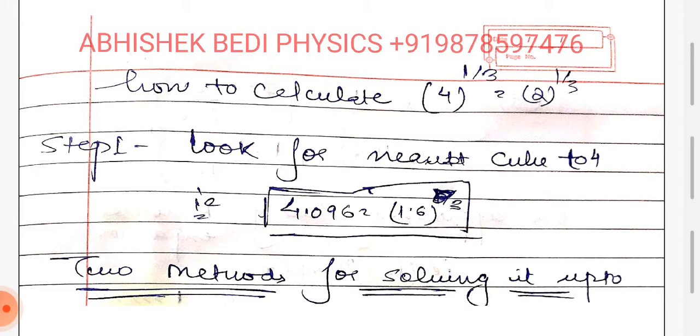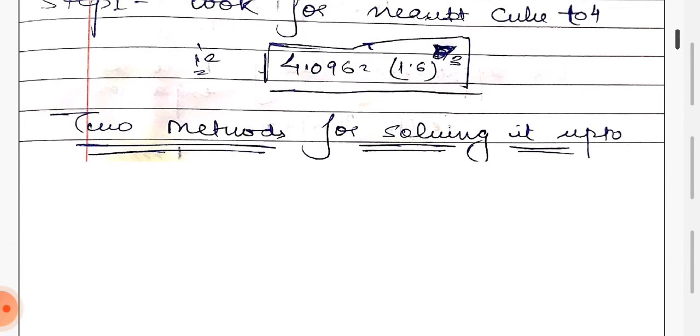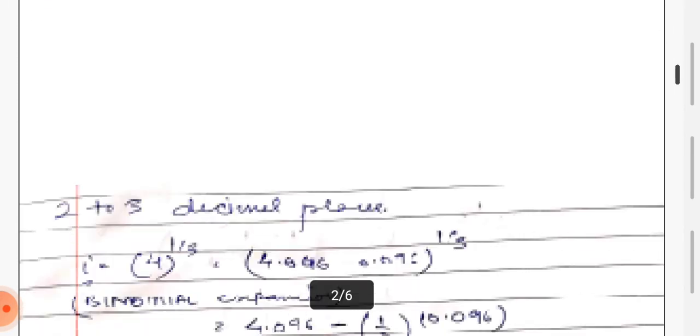So when you look for the cube root of 4, you need to find the nearest perfect cube around 4. I have already found that 4.096 is the nearest cube to 4, that is 1.6 to the power 3. There are 2 to 3 methods to solve this question. I'll briefly explain two methods and then decide which is the easiest to go on with. Okay. So in the first method, what will we do?